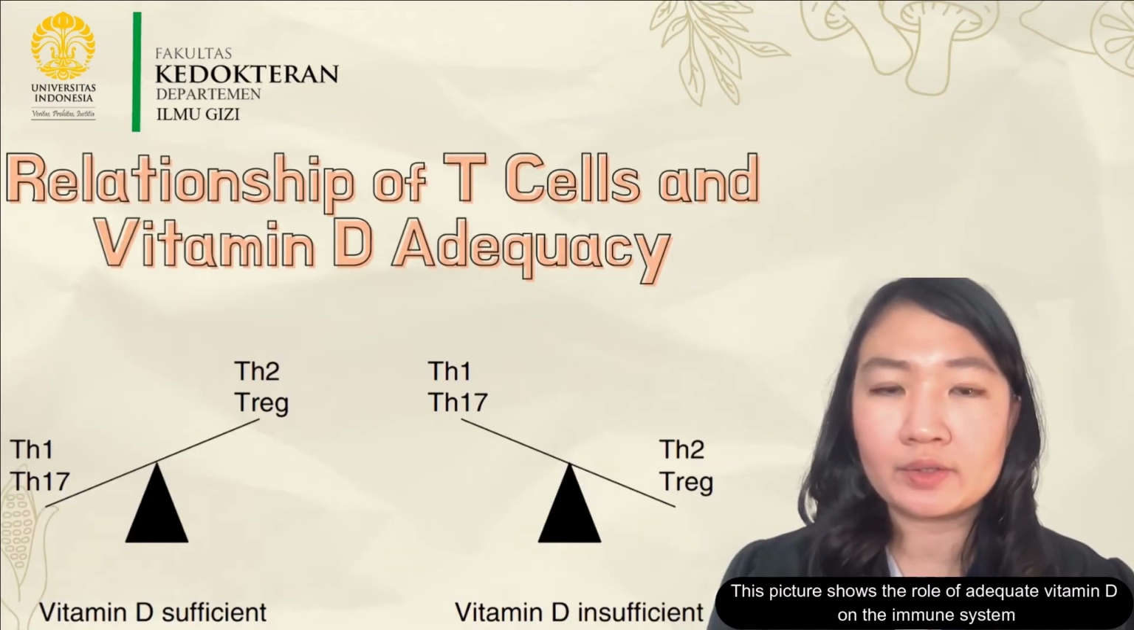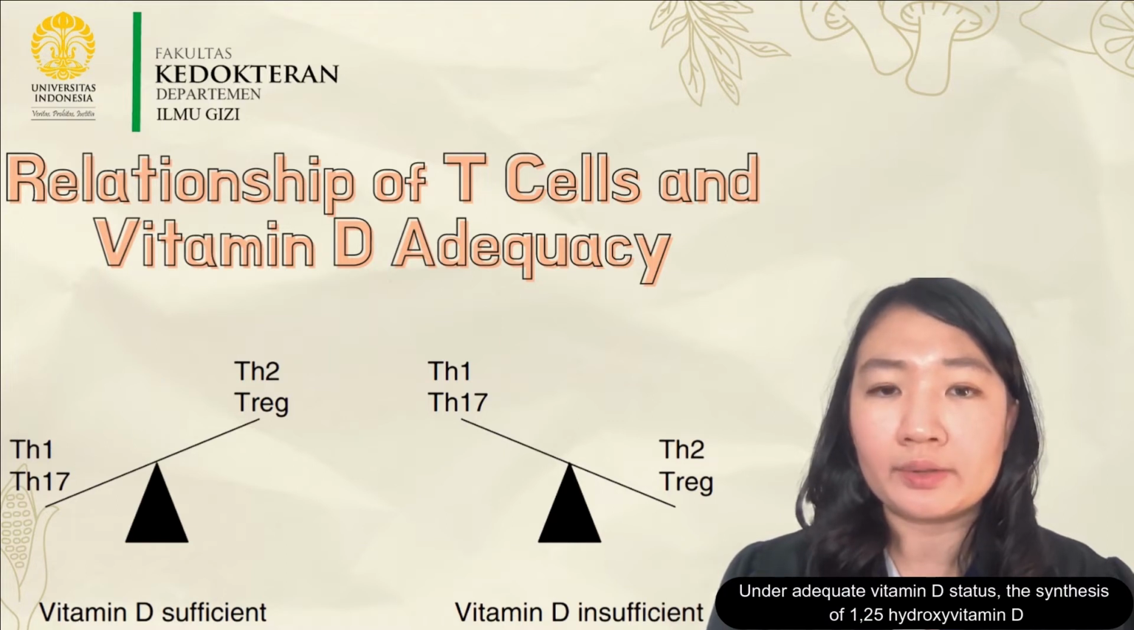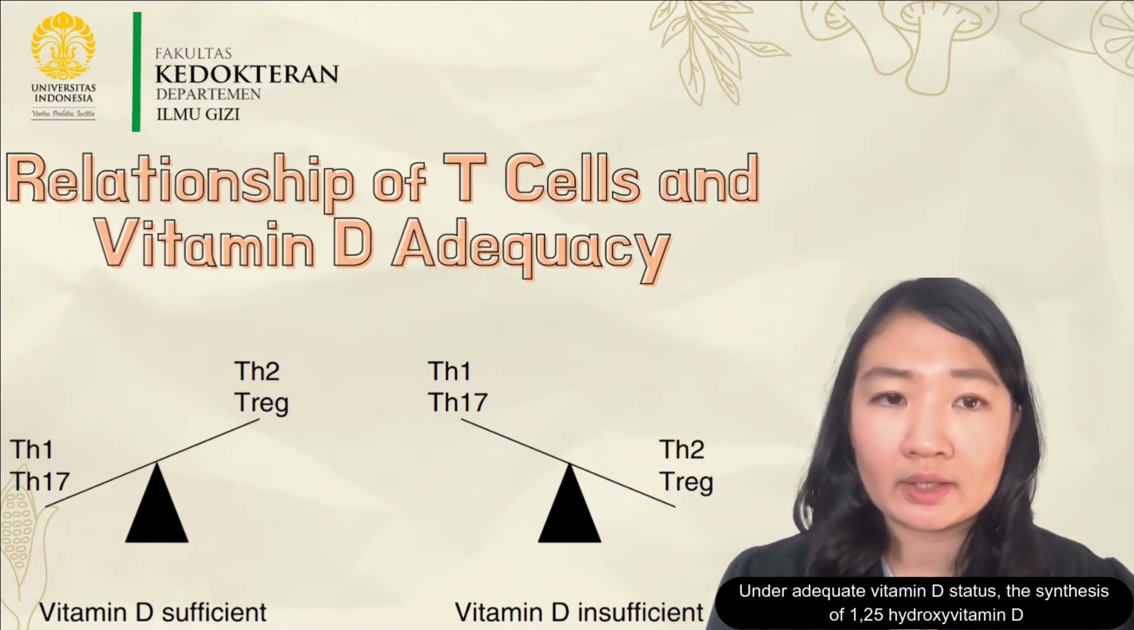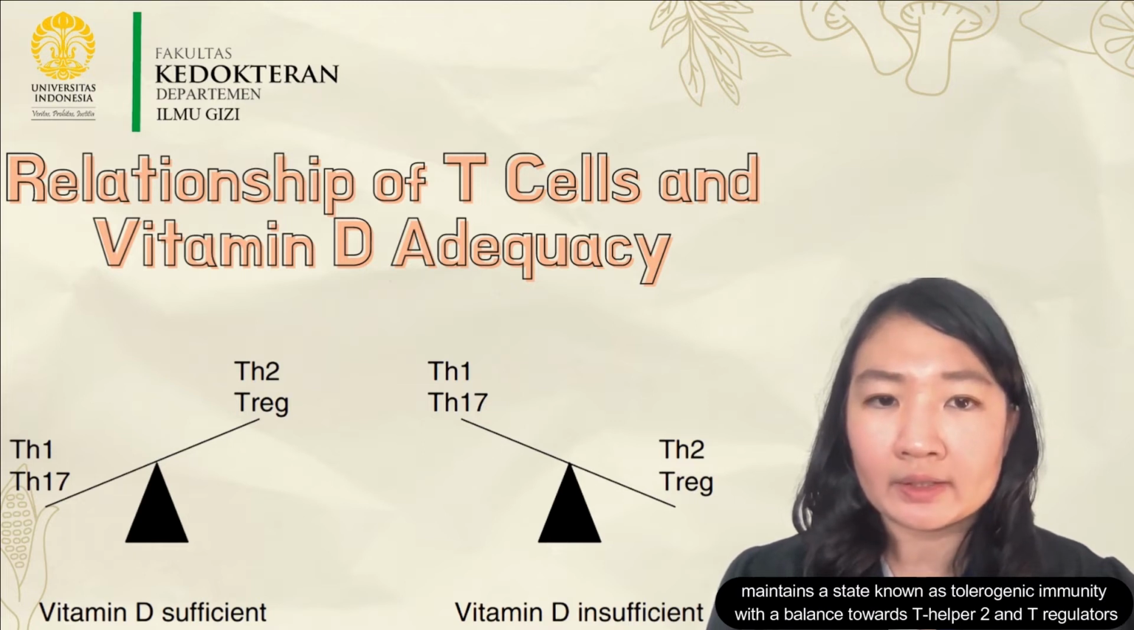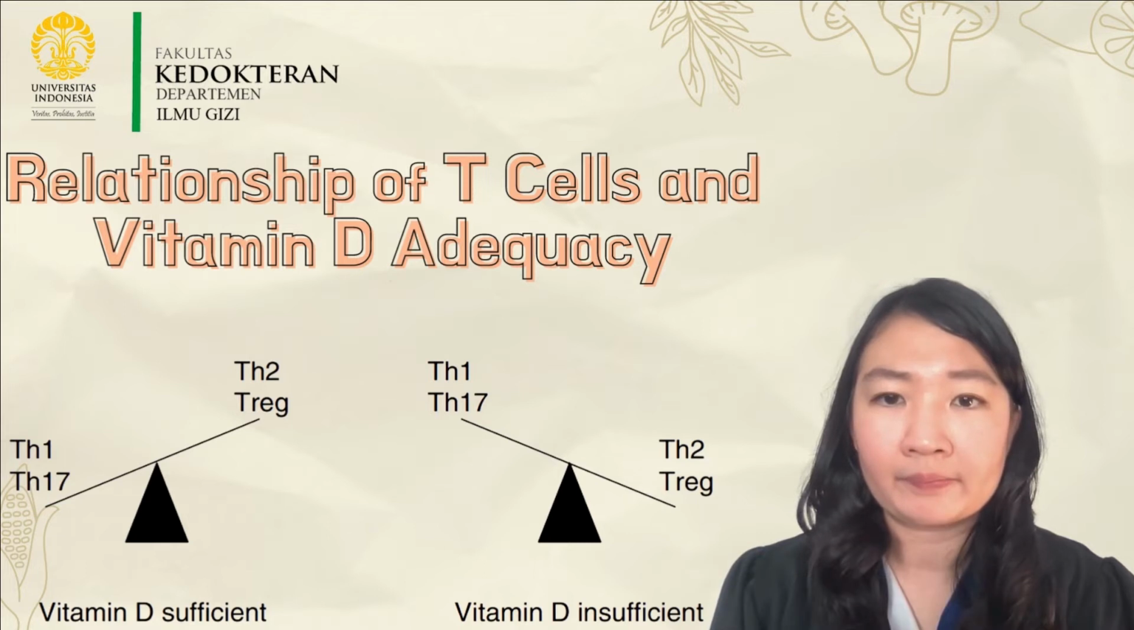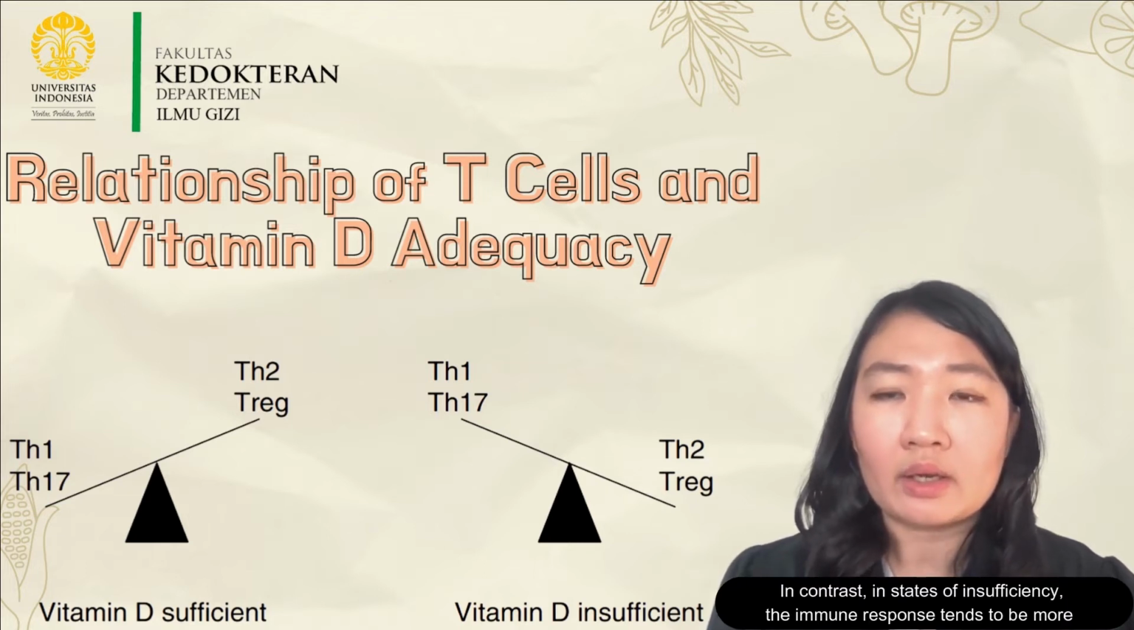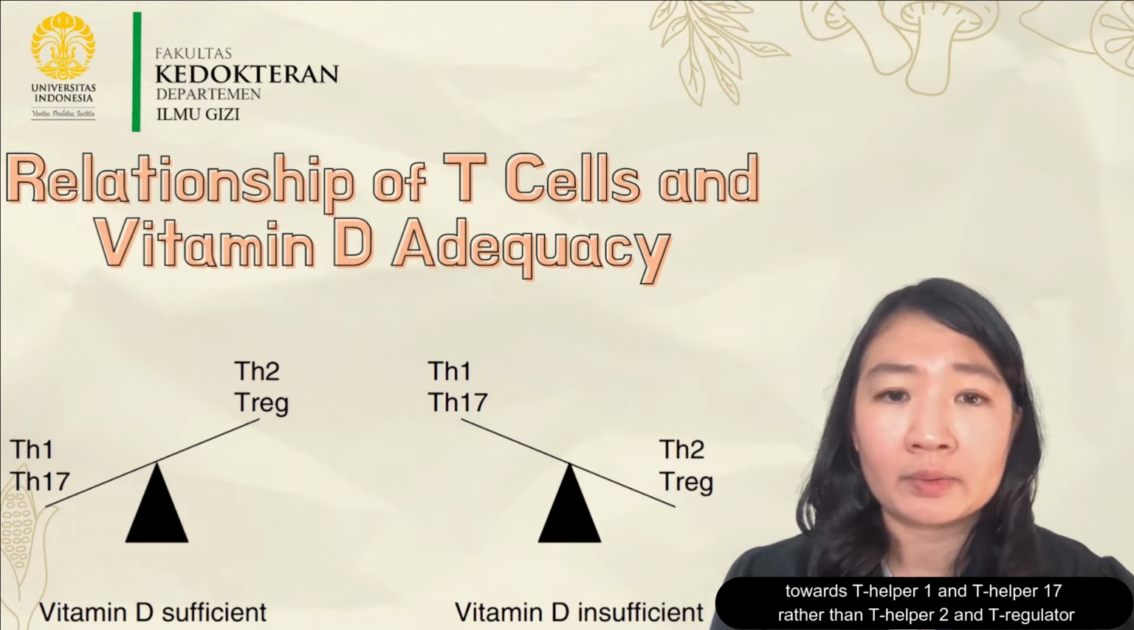This picture shows the role of adequate vitamin D on the immune system. Under adequate vitamin D status, the synthesis of 1,25-dihydroxyvitamin D maintains a state known as tolerogenic immunity, with a balance toward T helper 2 and T regulator. In contrast, under insufficiency, the immune response tends to be more toward T helper 1 and T helper 17 rather than T helper 2 and T regulator.